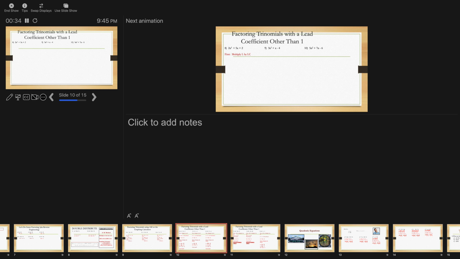For the first one, I do not see a greatest common factor of 2, so that's when I take the lead coefficient and I multiply it by the last term. And that gives me x squared plus 5x plus 4, right? Because this 2 in front goes here, 2 times 2 is 4. We've been over this a number of times, so I'm starting to go a little quicker with it. Factor that, x plus 1, x plus 4.